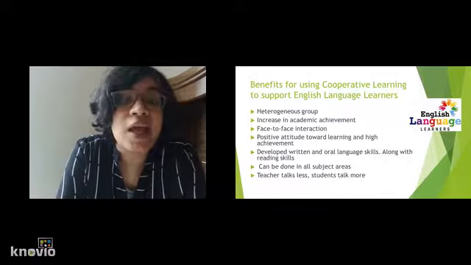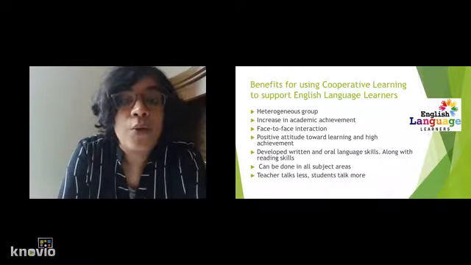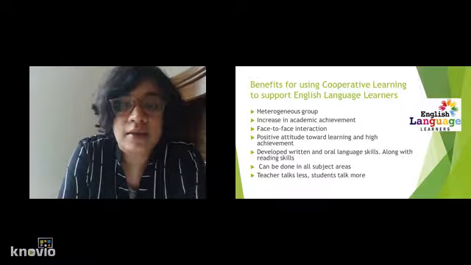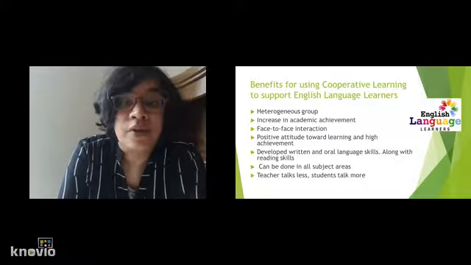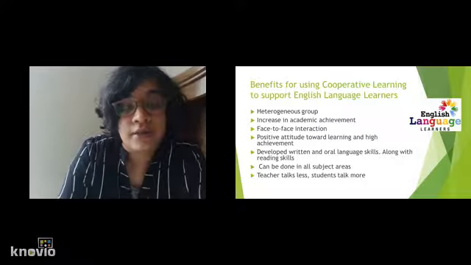It can be done in any subject area. With cooperative learning, the teacher talks less and students talk more. Another way that this helps with language development and with content understanding.